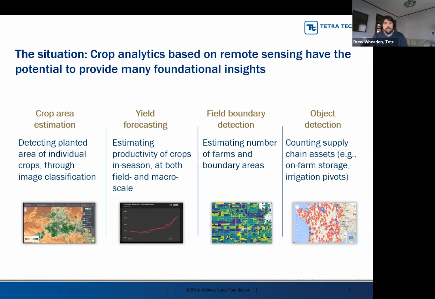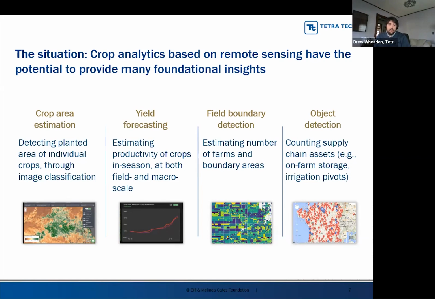Fantastic. Thanks very much, Stuart. So we're going to talk a little bit about how we got here. Certainly, Stuart touched on this, so we'll move through these slides pretty quickly. But we know about the potential for advanced analytics in smallholder environments, and they can really provide a lot of foundational insights. On this slide, you'll see 4 categories of these insights, and the first 3 are really the focal areas for the ECAAS initiative.